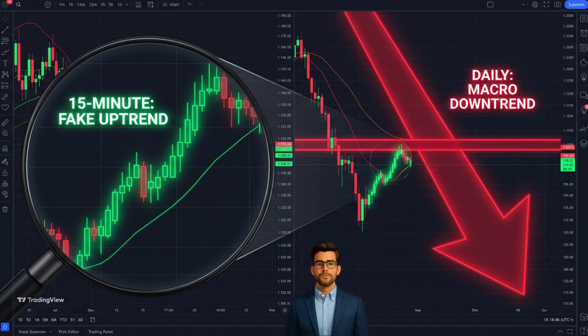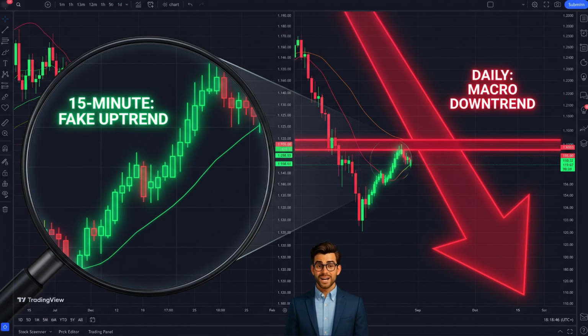When your micro time frame analysis completely contradicts the macro time frame reality, the macro time frame will always win. The higher the time frame, the more institutional money and time is required to build that structure, which means it holds exponentially more gravitational weight. A single daily resistance level will easily absorb and obliterate a 15-minute uptrend.